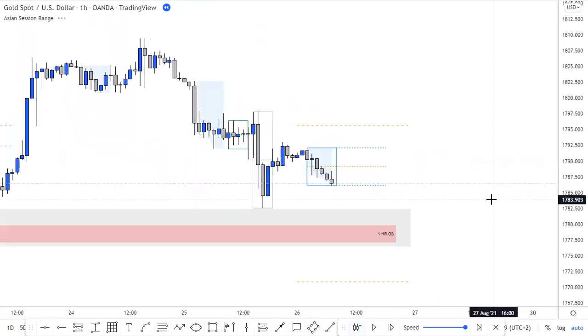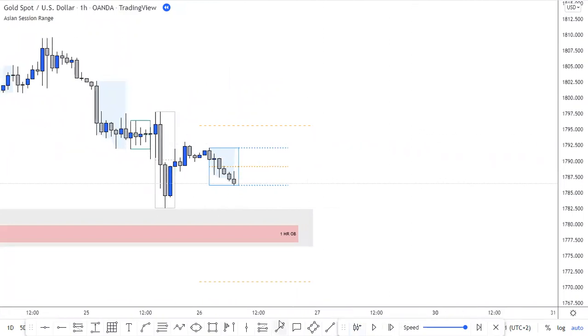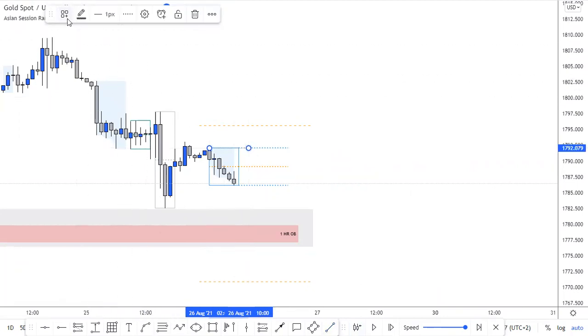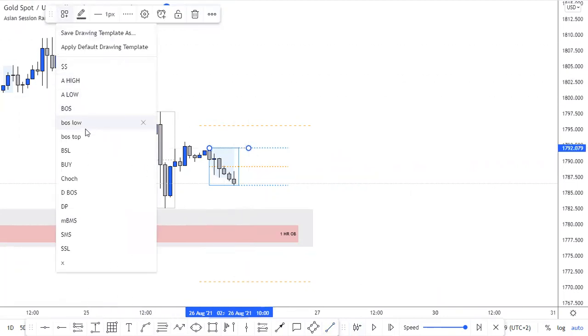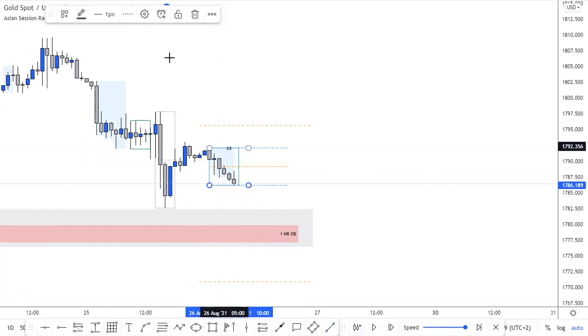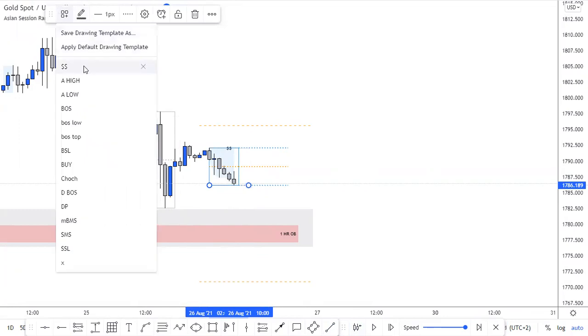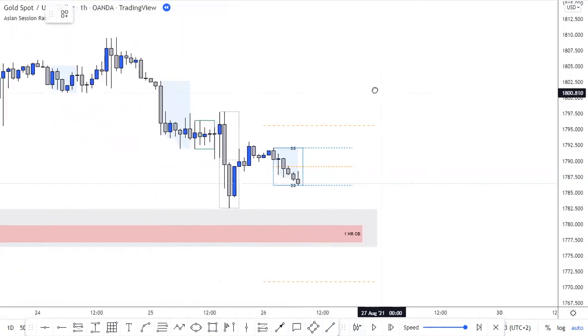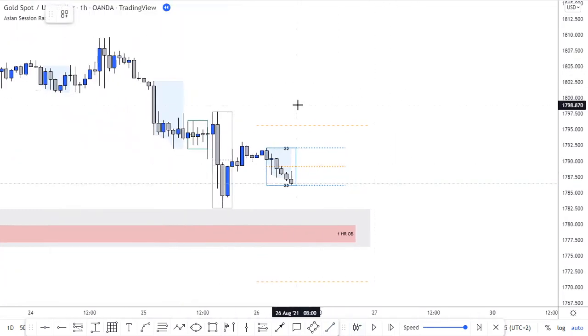It's still loading. This is what happens. Now what do we have? We have the high of the Asian session, which is our buy side liquidity. We have the low of the Asian session, which is our sell side liquidity. We must target that low. We must take the highs out, or we must take the buys out. So this is what's going to happen.